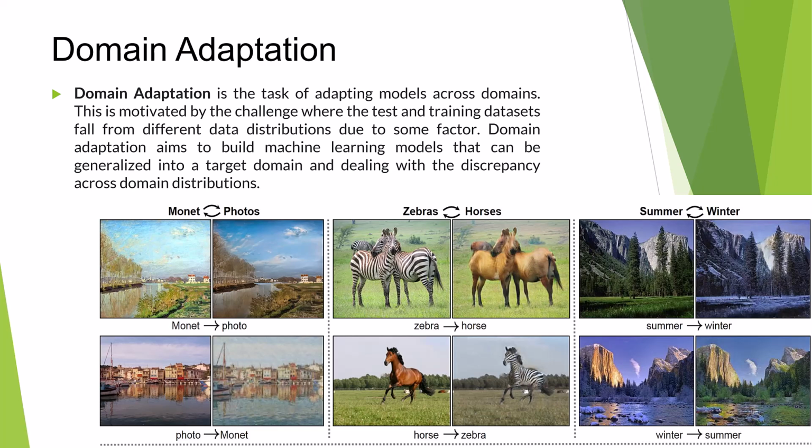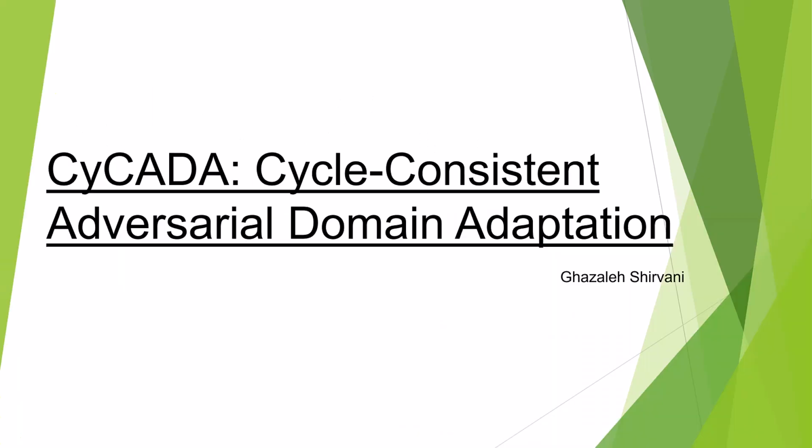In the visuals here, you can see examples of transforming images across different styles and domains, like converting photos to Monet paintings, changing zebras to horses, or altering scenes from summer to winter. These transformations highlight the challenge of adapting models to understand and modify data from one domain to another while preserving the core concept.